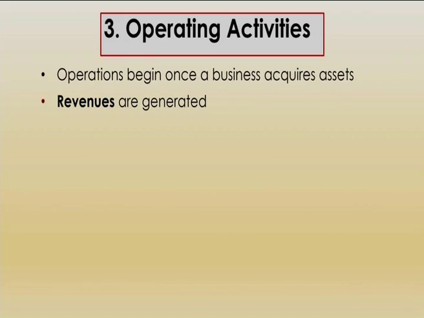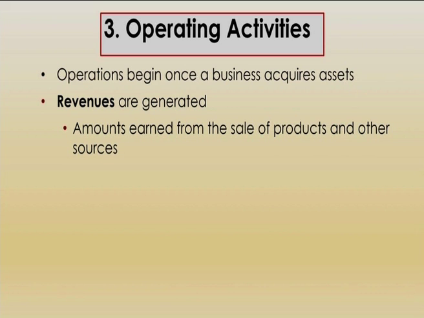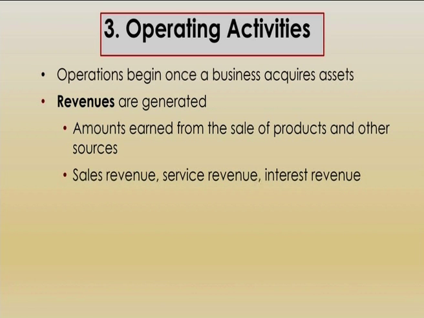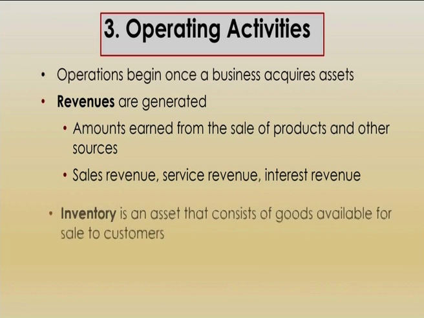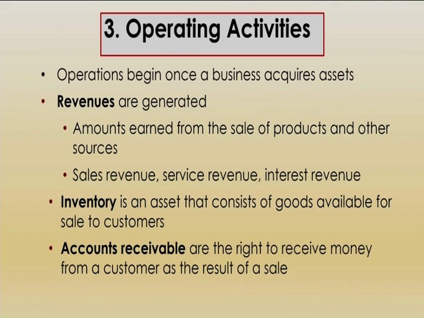The third one is operating activity. Operating activity begins once a business acquires assets. Revenues are generated. Amounts earned from the sale of products and other sources are called revenue. Sales revenue, service revenue, and interest revenue are some examples of operating activities. Inventory is an asset that consists of goods available for sale to customers. Accounts receivable are the right to receive money from a customer as the result of a sale. So these are examples of operating activities in a business.